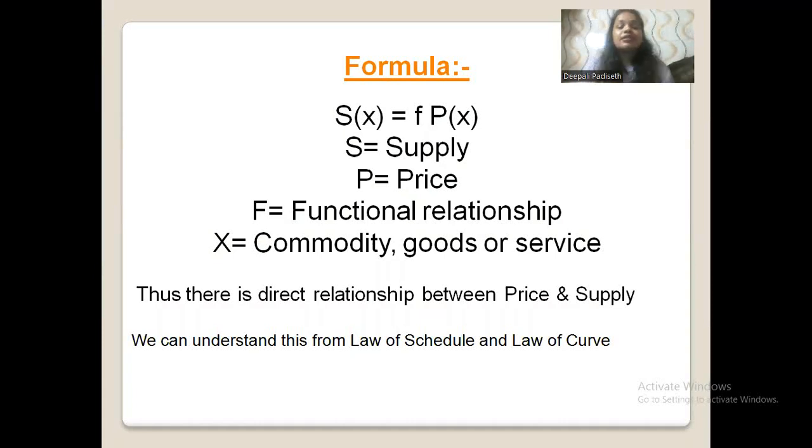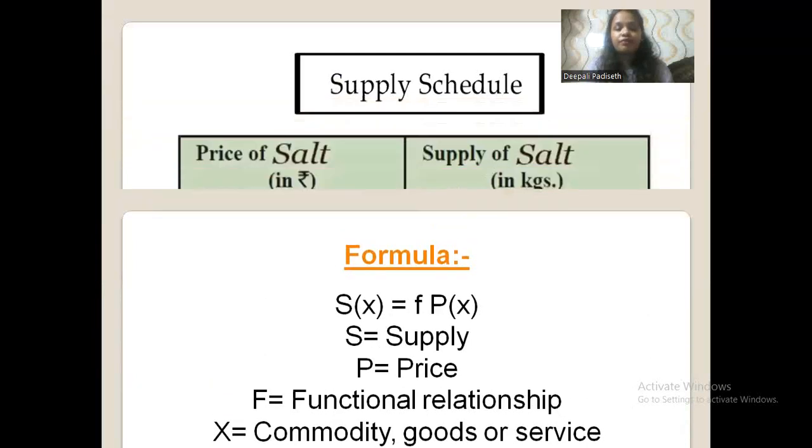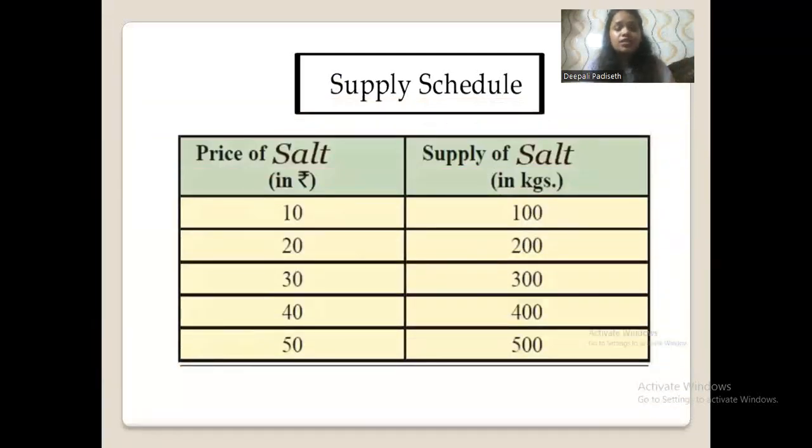So let's understand this from the supply schedule and the supply curve. This is the example of a supply schedule. Here we can see an example of price of salt and supply of salt. If the price of salt is 10 rupees per kg, then its supply is 100 kgs.